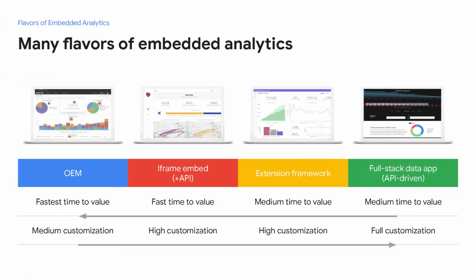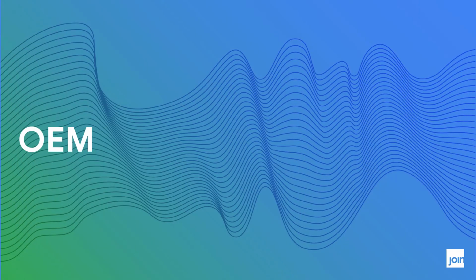These four flavors that we will walk through today are not mutually exclusive. For example, a customer may start with OAM for the quickest time to market, then transition to a combo of OAM and iframe embed. Another common scenario is to use a combo of the iframes and API for development productivity and flexibility. The newer extension framework comes with some public templates that can be used for a mix of speed and customization. First, I'll take you through OAM.